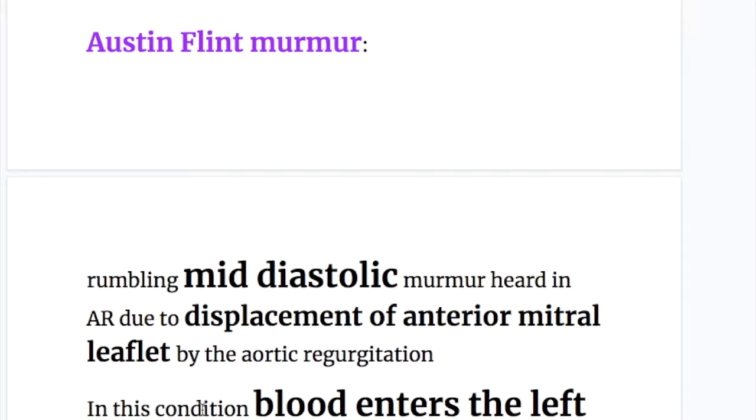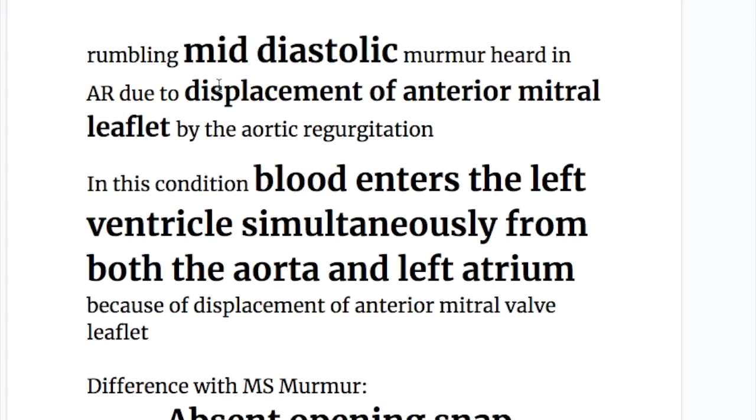Now the next is Austin Flint murmur. Austin Flint murmur is a rumbling mid-diastolic murmur heard in aortic regurgitation due to the displacement of the anterior mitral leaflet by the aortic regurgitation.